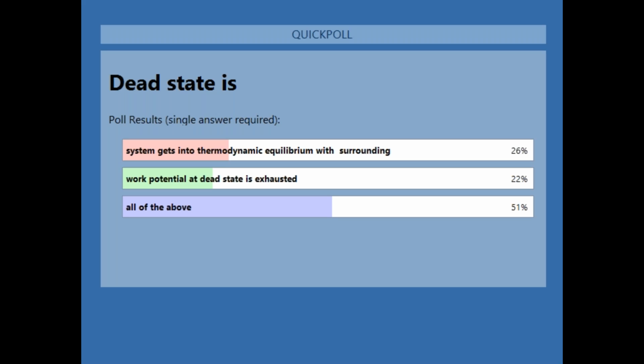Mohan, can't you see the poll? Okay, let me see what you are viewing. You can see it, right?